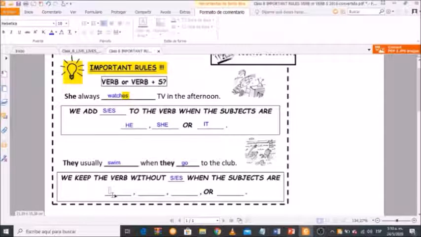Okay, when the subjects are I, you, we, or they. Okay, entonces, con I, you, we, or they, al verbo lo dejamos tal cual está, no le agregamos ni S ni ES. Pero si nuestro sujeto es he, she, or it, debemos agregarle una S o una ES. Okay? So again, if you have any questions, please ask your teacher in the chat.